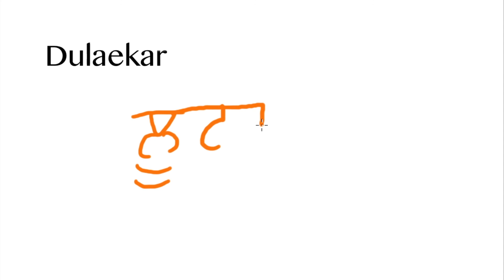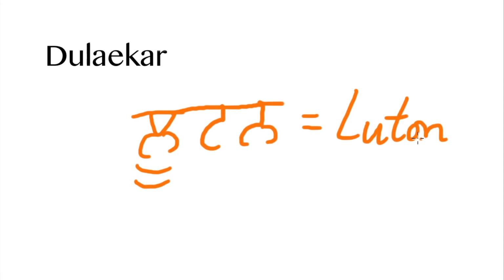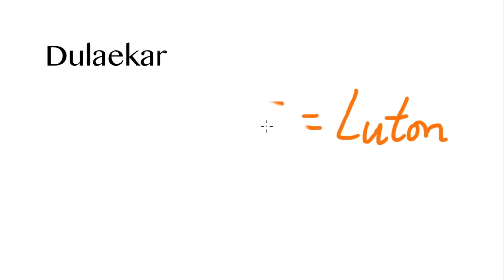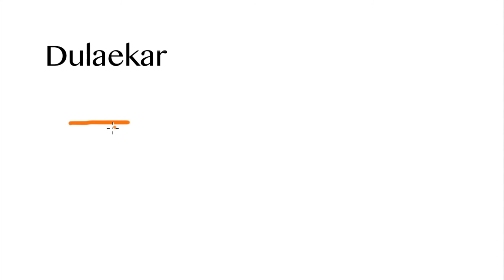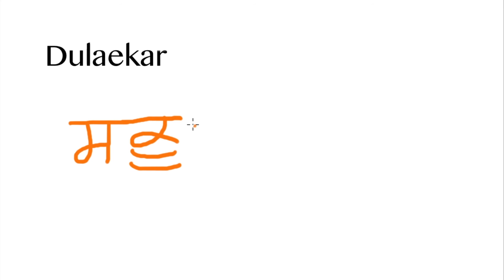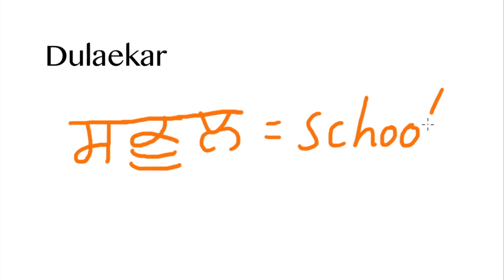And another one, we have a lalla with the Dulaekar underneath, a taika, and followed by a nanna. We have Luton, which is the city of Luton in England. So the Punjabi way of saying Luton is Luton through the Gurmukhi script. And finally, we have another direct import from English. We have a sassa, a kakka with the Dulaekar underneath, and then a lalla, which says school. So no prizes at all for guessing what that means. School.